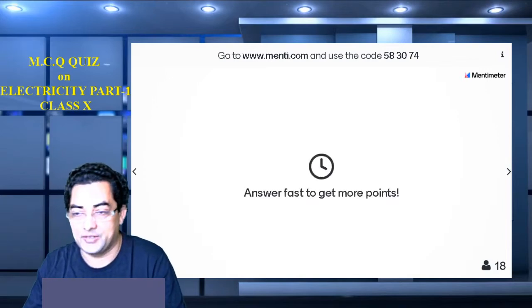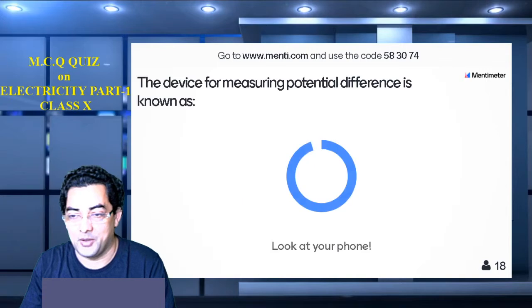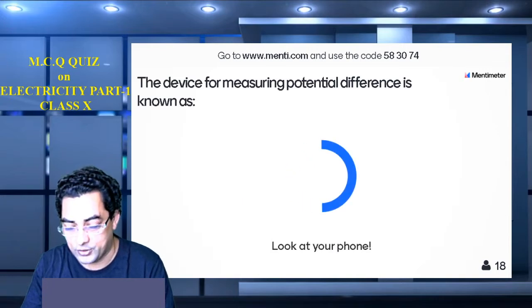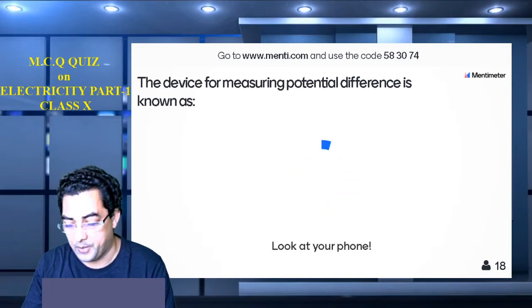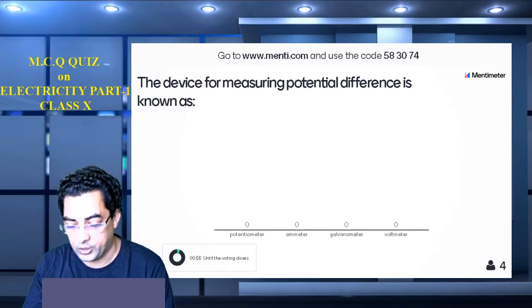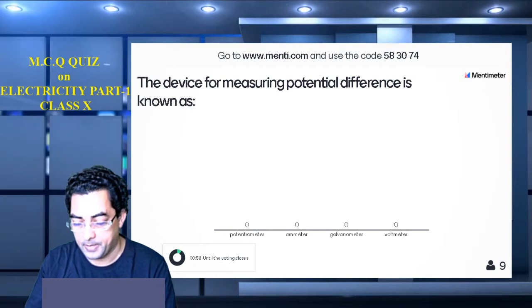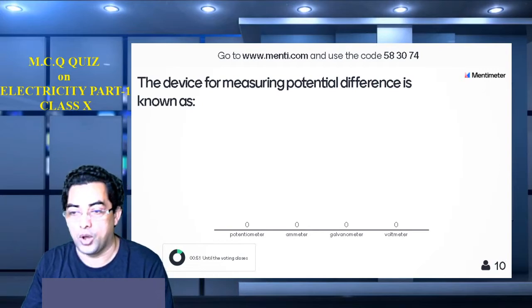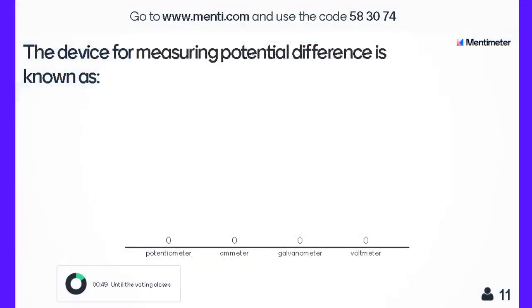Answer fast. This is coming on your mobile. So look at your phones. The device for measuring potential difference is known as: is it potentiometer, ammeter, galvanometer, or voltmeter? Come on, guys. The device for measuring potential difference is known as. You've got a full 1 minute to answer.